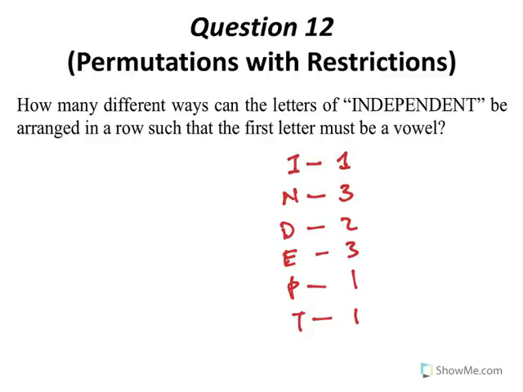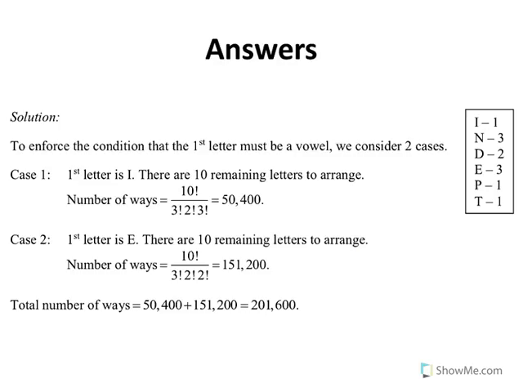Okay, so here, what are the cases? If the first letter must be a vowel, what are the vowels we have here? They are I and E, correct? So considering the first case, if the first letter is I, total 11 letters, I take away I. What do I have left? I have 3 N, 2 Ds, 3 Es, 1 P, and 1 T, correct?